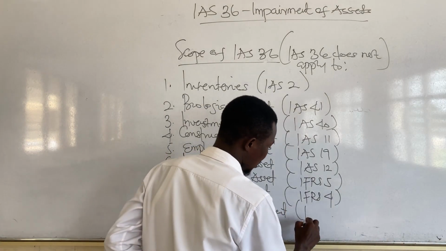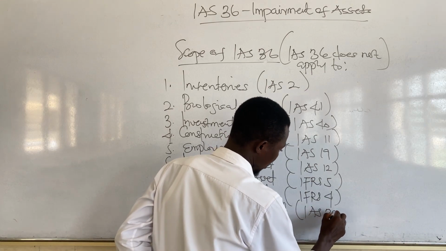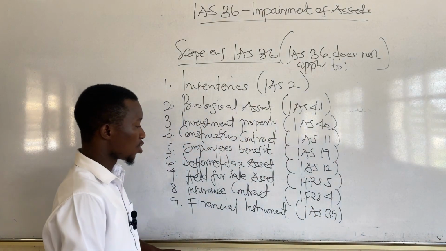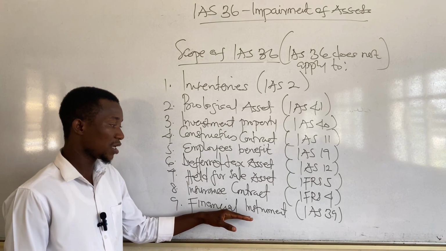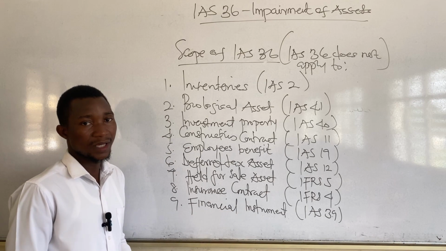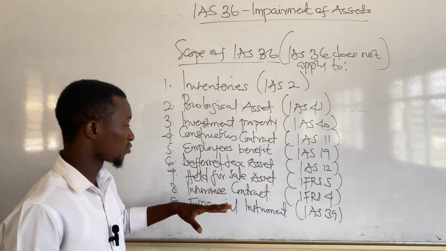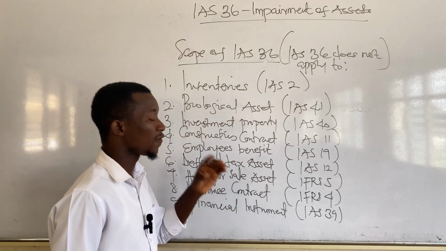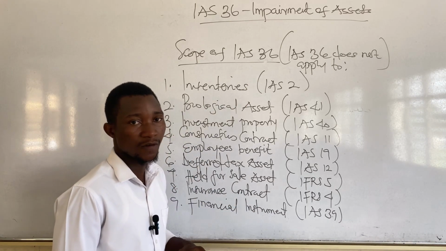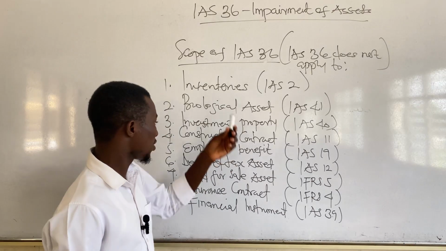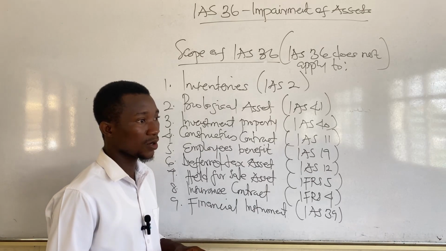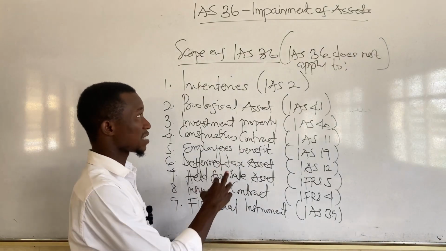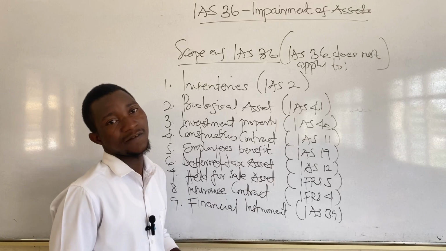Financial instrument, that is IAS 39. All right, so that is an asset arising from a financial instrument, that is recognition and measurement of financial instruments. So these are some categories of assets that we cannot test for impairment. So in an examination, when you see any of these assets, don't tempt yourself to test for impairment. Okay, so apart from these assets, the remaining can be tested for impairment.